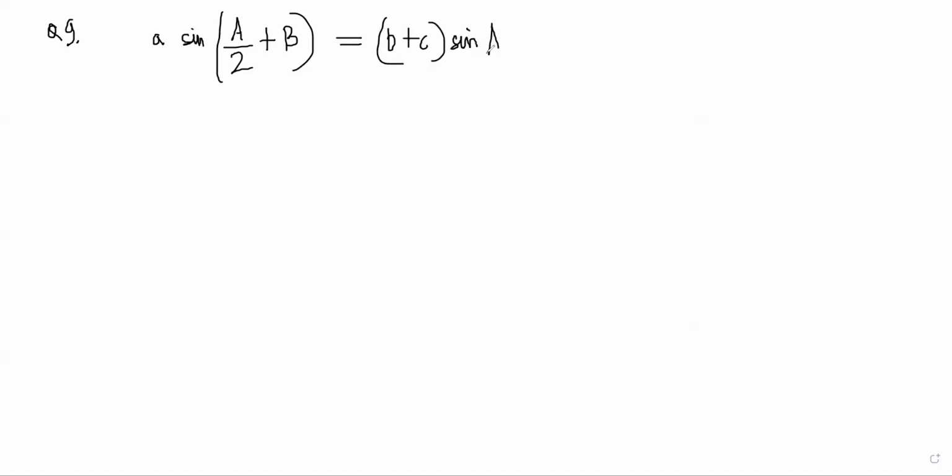It is a sine of A by 2 plus B is equal to... (b plus c) into sine A by 2. You have to prove this. So, fine.